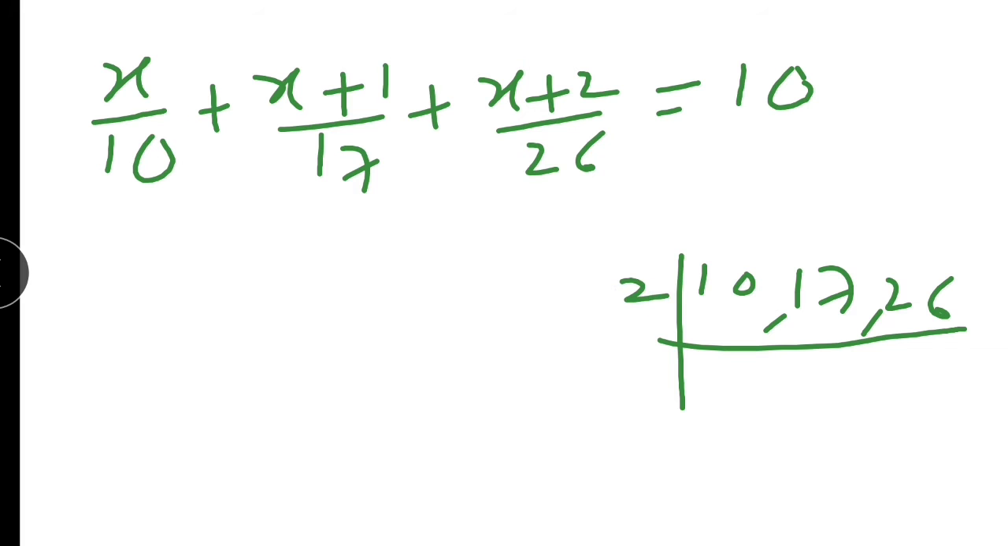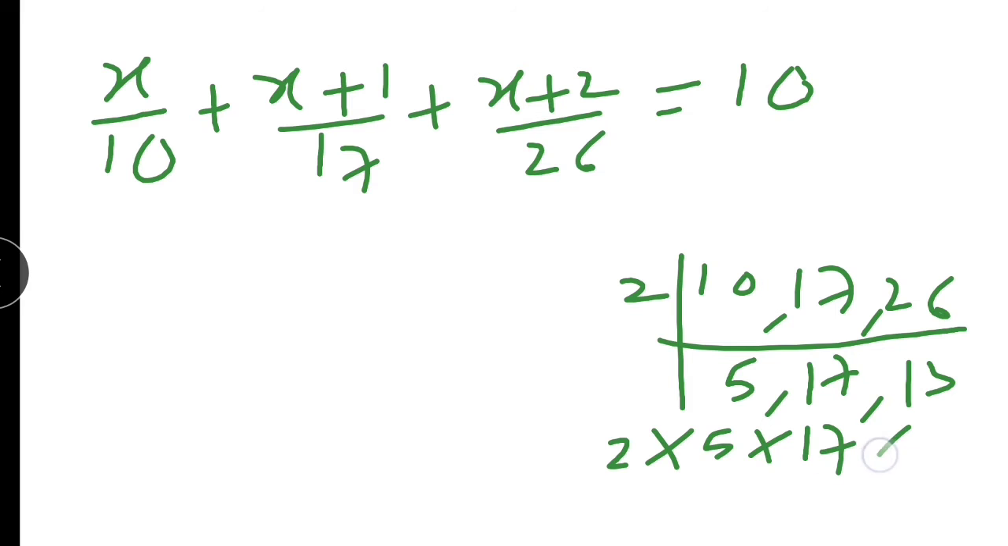So here I am taking the 2 table, 2 5s are 10, 17 is not coming in the 2 table, so write as it is, and 2 13s are 26. Now 5, 17, 13, these 3 numbers are prime numbers, so they will not come in any table. So then the LCM will become 2 into 5 into 17 into 13. 2 5s are 10, 10 into 17 is 170, 170 into 13 is 2210.